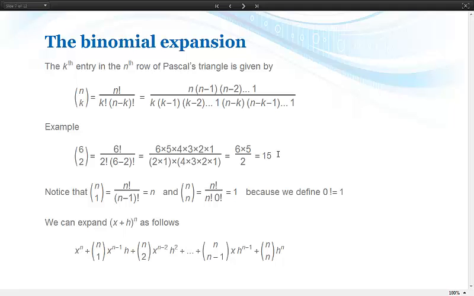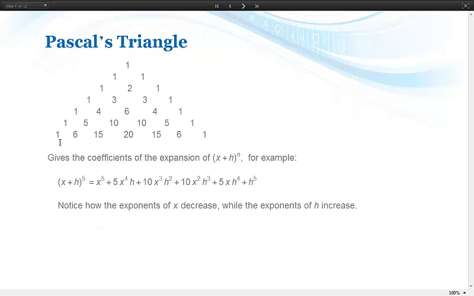So that 15 is, if we go back to Pascal's triangle, there we call that entry 0, entry 1, entry 2. That's the entry corresponding to h squared in Pascal's triangle.